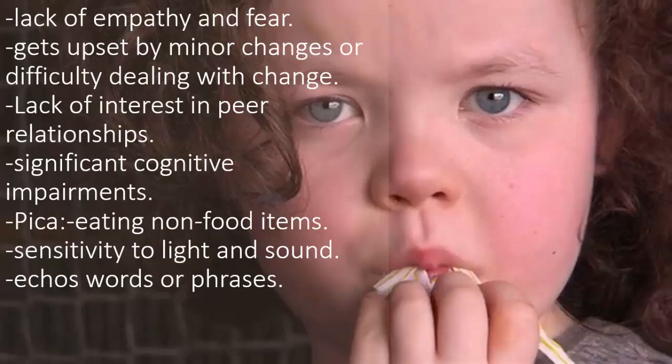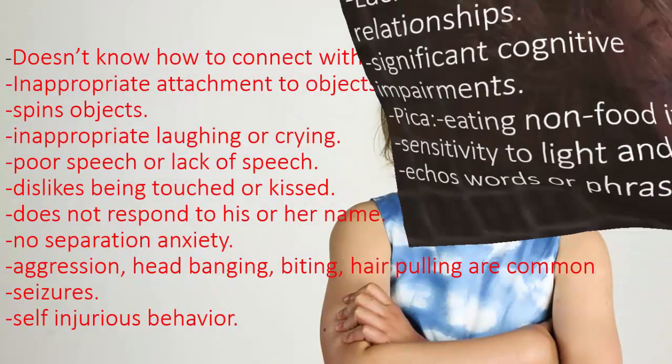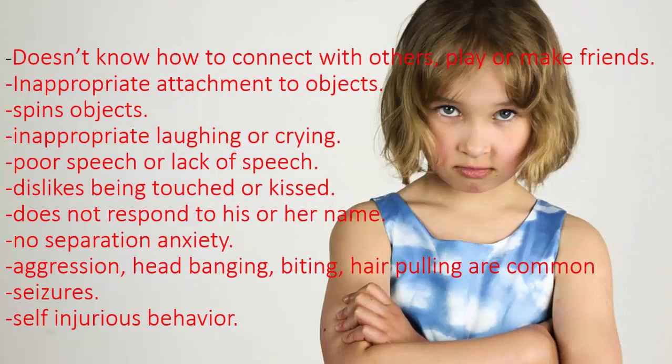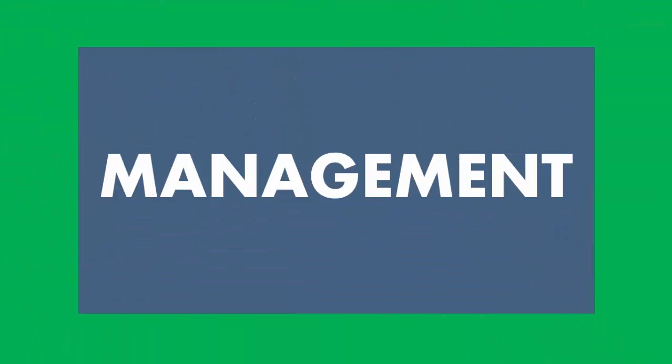sensitivity to light and sound, echoes words or phrases, doesn't know how to connect with others, play or make friends, inappropriate attachment to objects, spins objects, inappropriate laughing or crying, poor speech, dislikes being touched or kissed, does not respond to his or her name, no separation anxiety, aggression, headbanging, biting, hair pulling are common, seizures, self-injurious behavior.